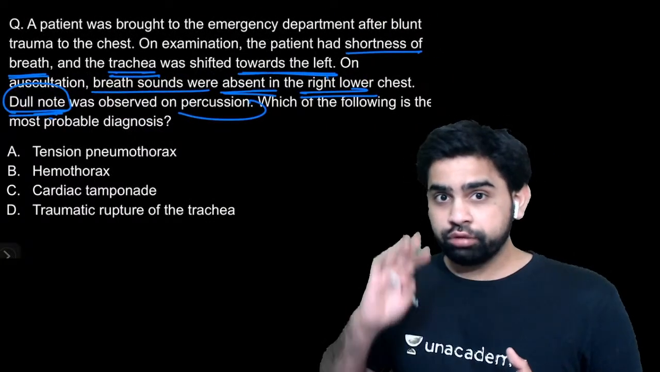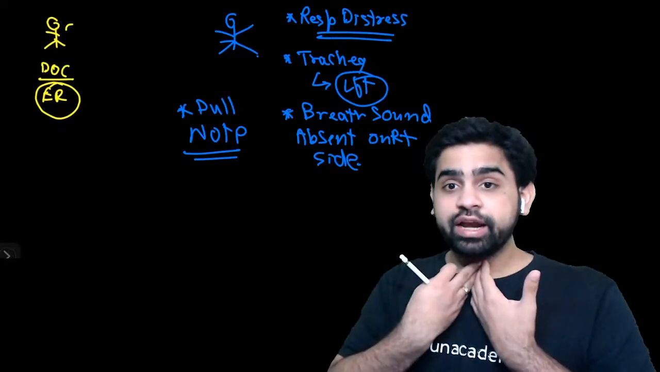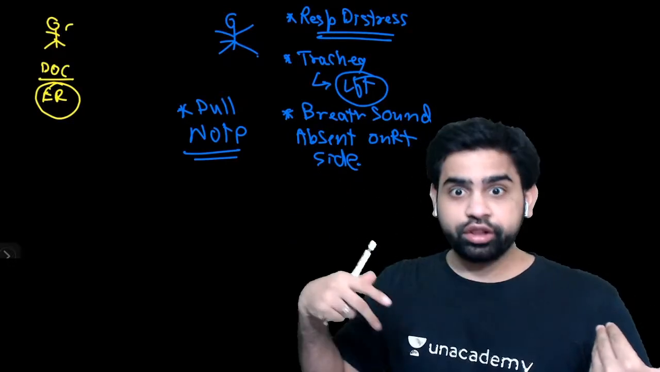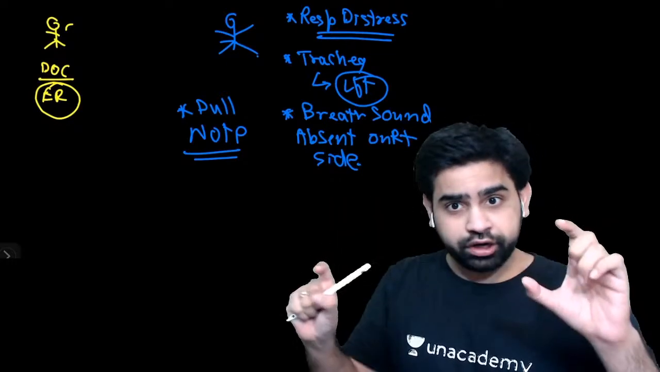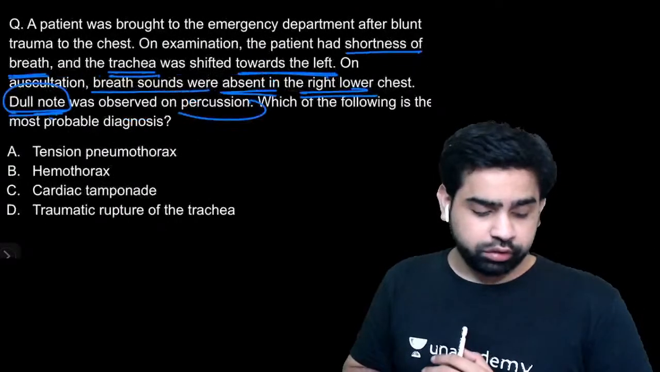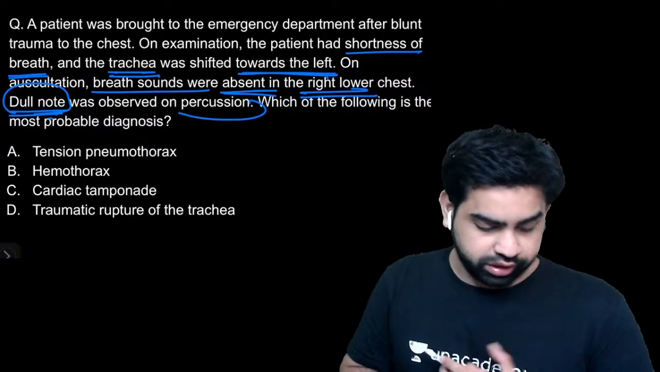So what you have done: you have gone to a patient who was in respiratory distress. When you examined the patient, the trachea had deviated towards the left. On auscultation, there was an absence of breath sounds on the right side, and on percussion, you got a dull note. What do you think, guys? What is the diagnosis of this particular patient? You guys are saying that it is a dull note, so it is a hemothorax.